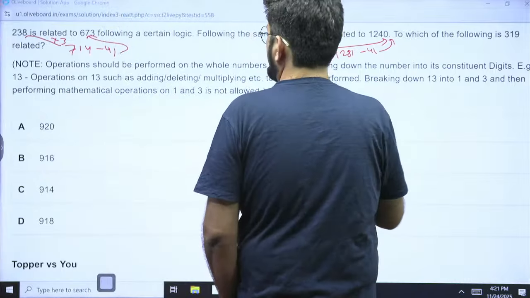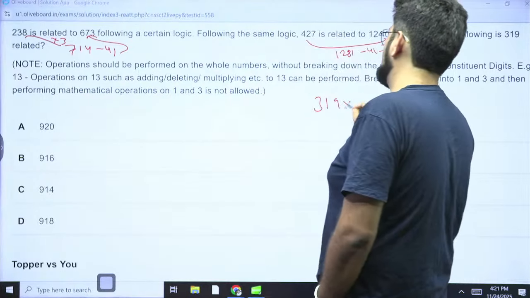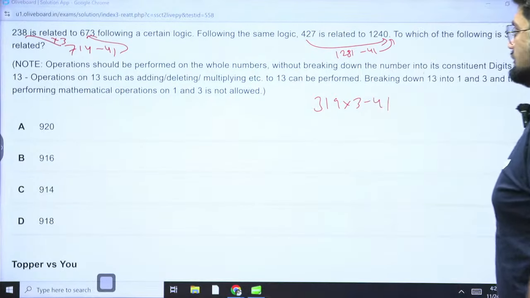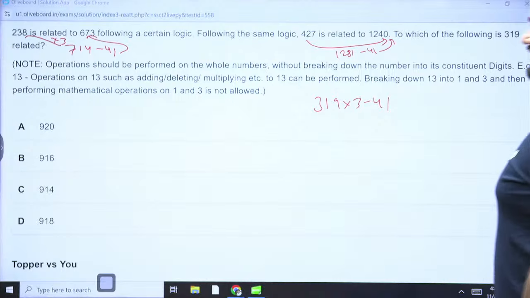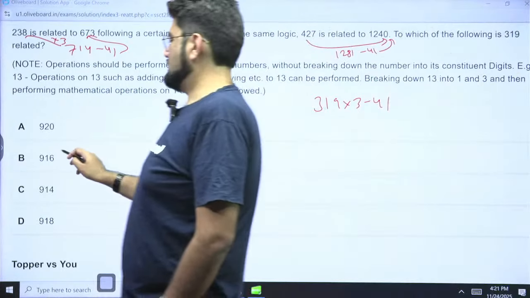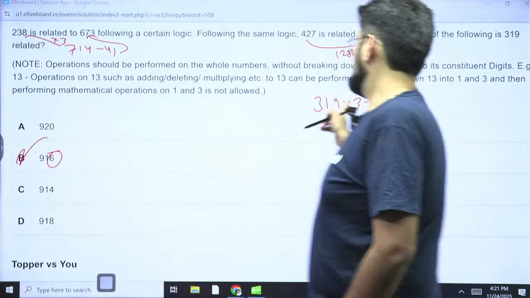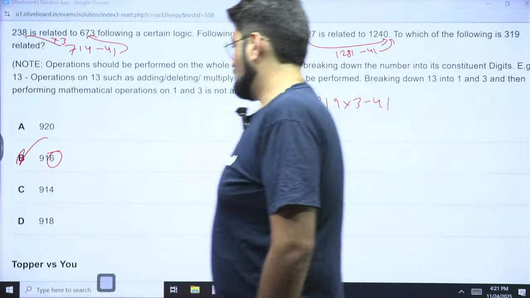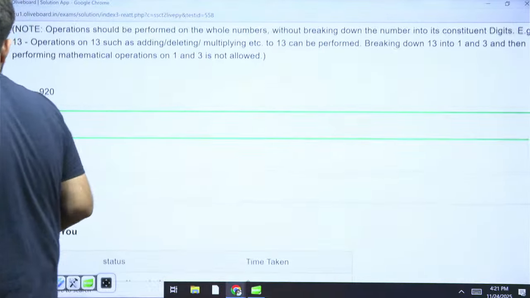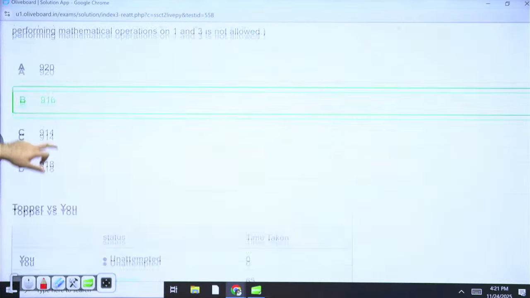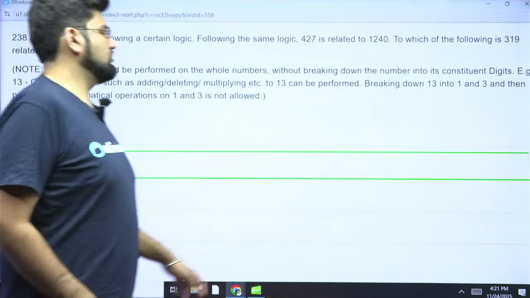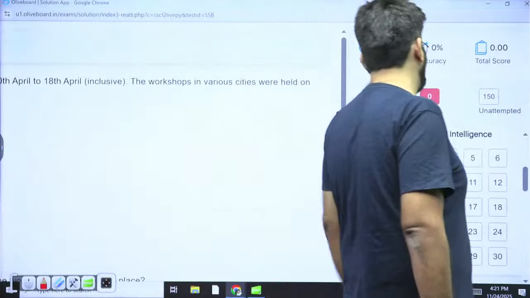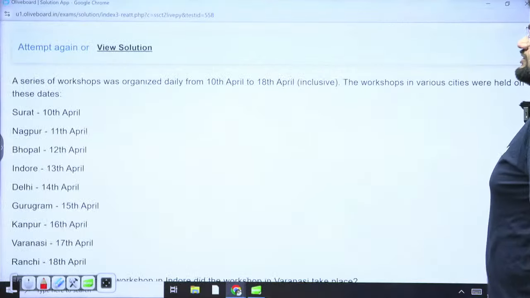So 319 multiply by 3, subtract 41. So 7 minus 1, 6. We should have the unit digit as 6. So 916 is the correct answer. Okay. Unit digit is 6 here, right? So option B is the correct answer. Cool. 65 seconds. Okay. Decent. Not bad, because probably some time to figure it out. But otherwise it was easy.